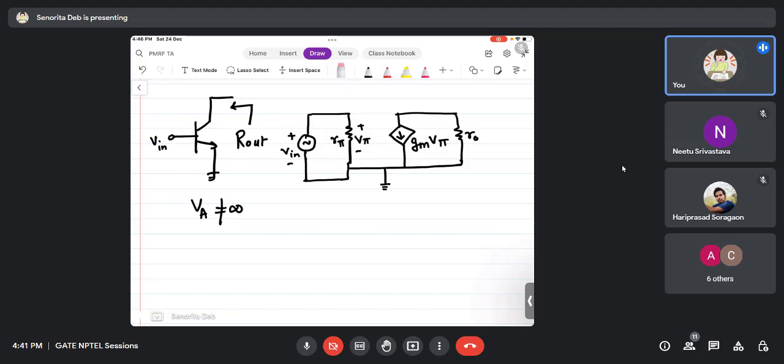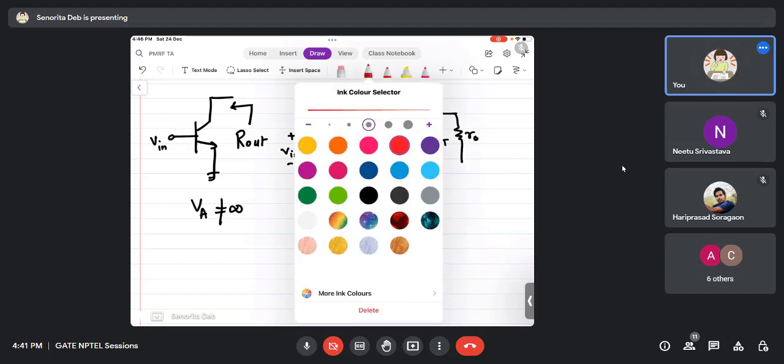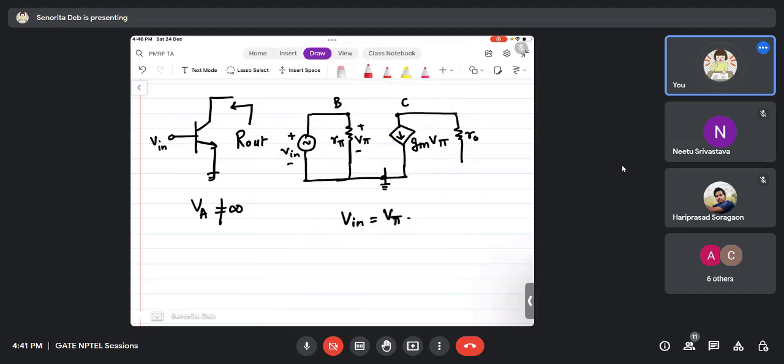Now just look into it. This is the emitter terminal which is grounded, right? That is, r pi is between base and ground. Therefore, you can see that V in equals V pi. Correct? Oh, sorry, this also has to be connected. Okay. Now you were asked R out.